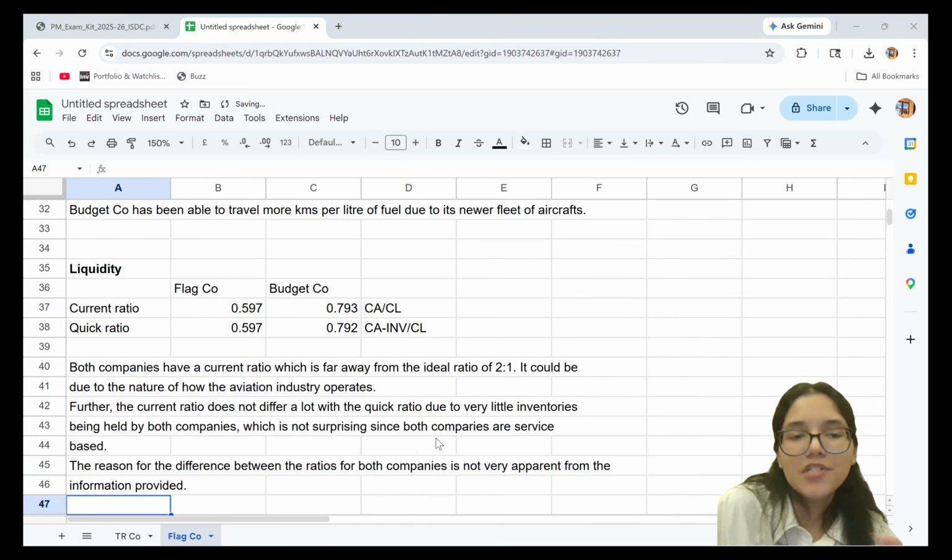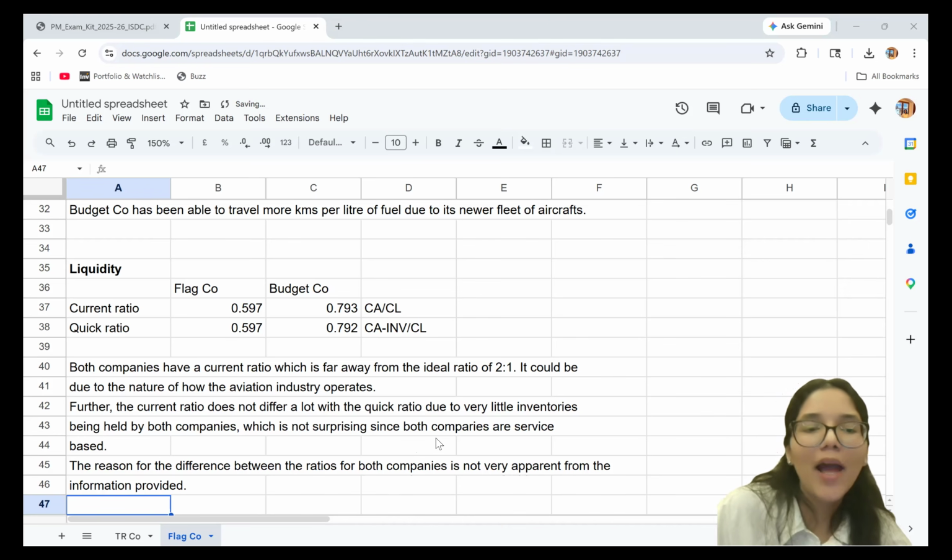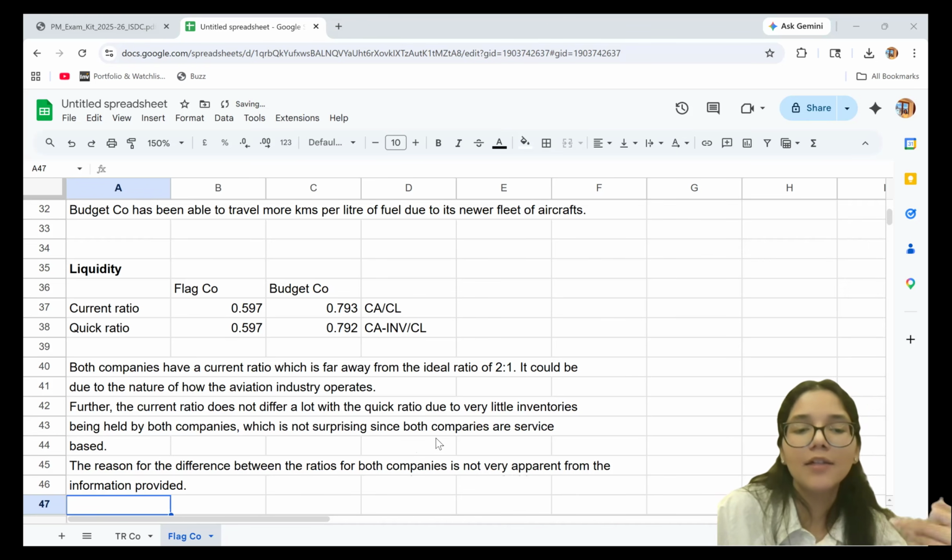See, in the last line we've just written that we can see there's a difference between the current ratio for Flag company and for Budget company. But in the information that the question has given me, I'm not able to identify what could be the reason for the difference in their current ratios. So I've written that we don't know the reason behind the difference in the ratios of both companies, because the information is not sufficient. Okay.